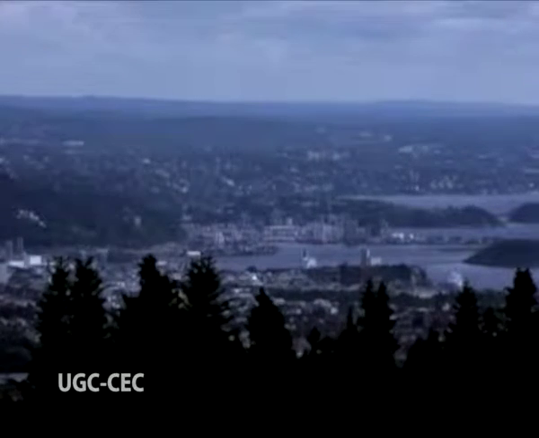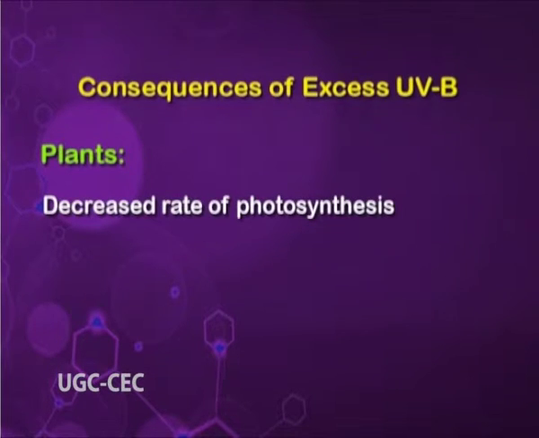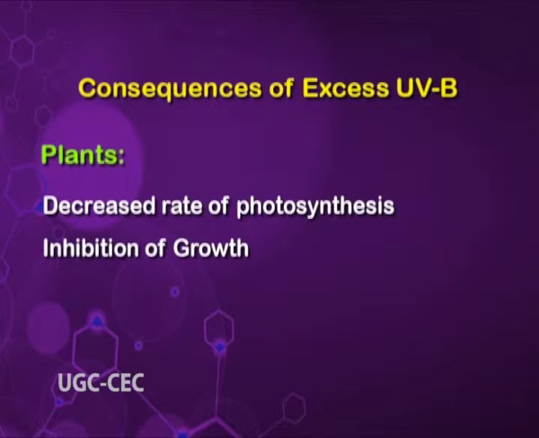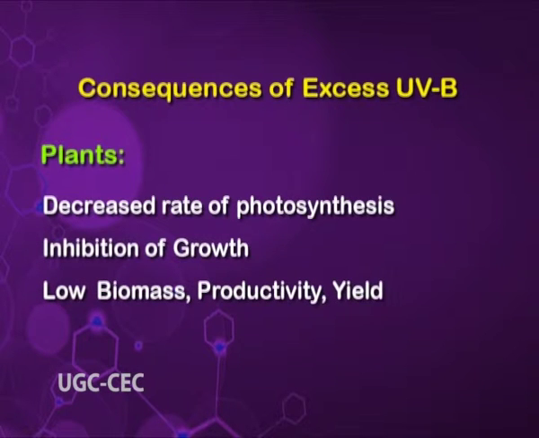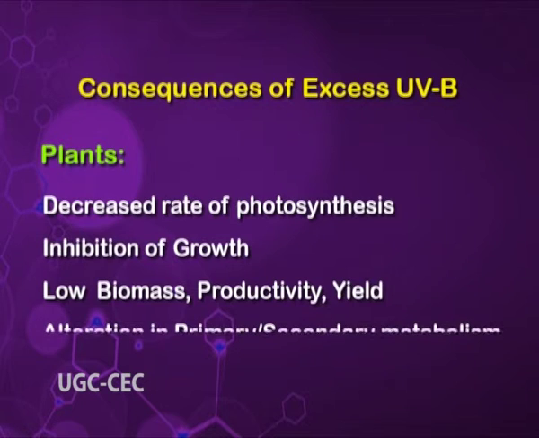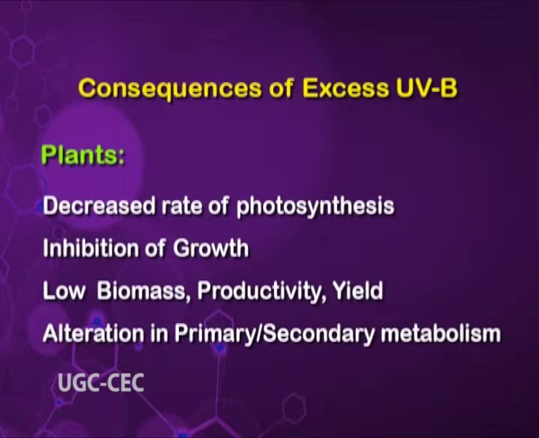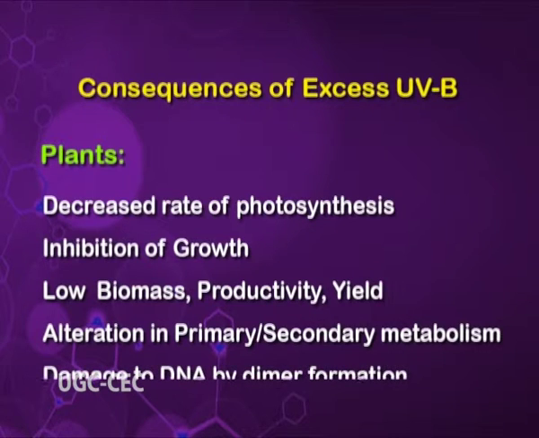In plants, the excess of UVB decreases the rate of photosynthesis and inhibits growth, which results in low biomass productivity and yield of plants. Excess UVB also causes damage to DNA by dimer formation and alters the primary and secondary metabolism in plants. If plants are exposed to artificial UVB radiation, then the growth is inhibited.